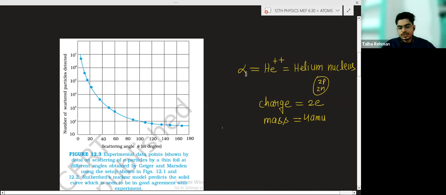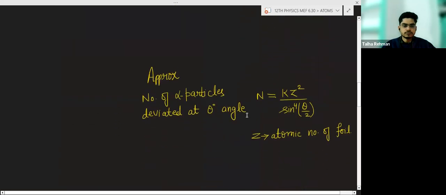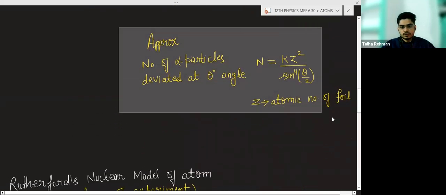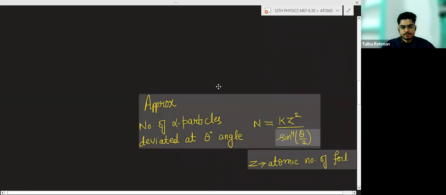Now what is an alpha particle? If you remove 2 electrons from helium, you get a helium nucleus, and that is an alpha particle. The helium nucleus has 2 protons and 2 neutrons, the charge on the alpha particle is 2e, and the mass of the alpha particle is 4 AMU. AMU is atomic mass unit. So this is given.